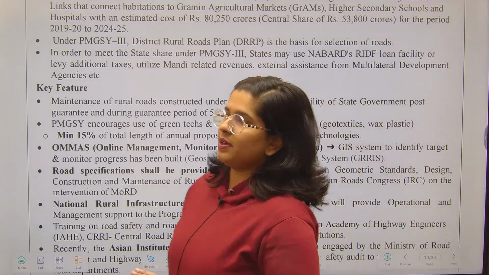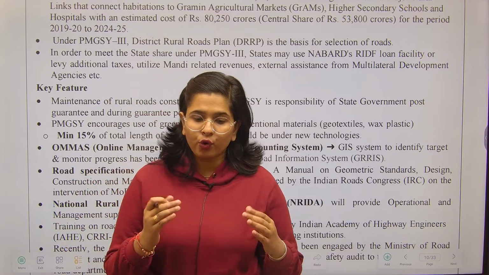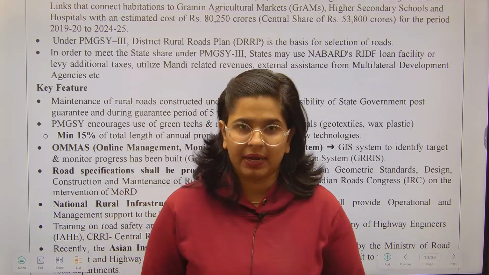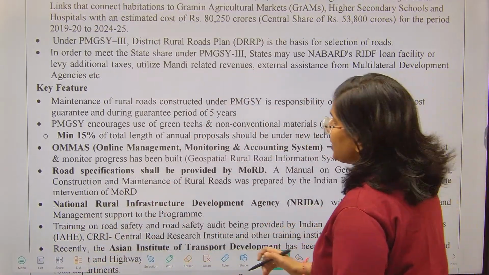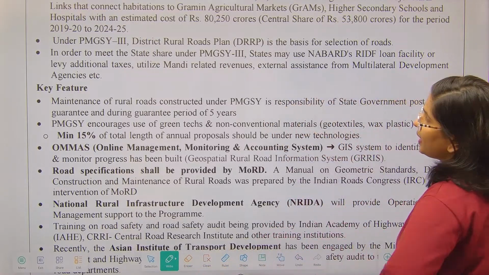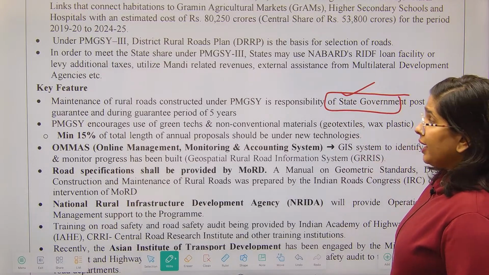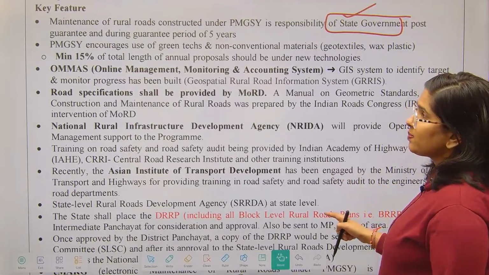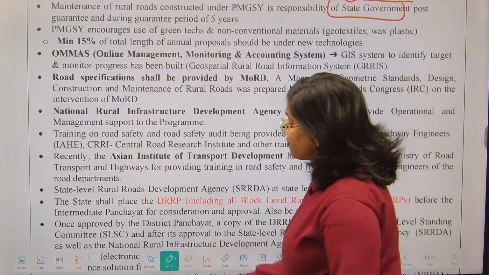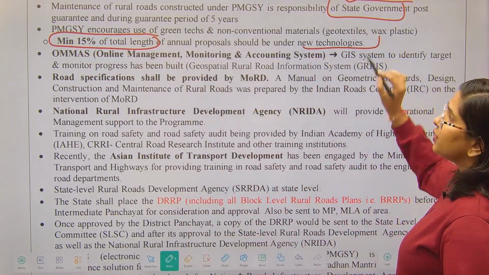So this particular scheme is at the crossroads of 2 things. Number 1, infrastructure, and number 2, rural development. As you all know, roads are the pinnacle of development. ठीक है, वहां से ही सारा development शुरू होता है. So let us see. Key features: maintenance of rural roads constructed under Pradhan Mantri Gramin Sadak Yojana is the responsibility of the state government, right? It encourages use of green technologies and non-conventional materials like geotextiles, waste plastics, etc. It has been mandated that a minimum of 15% of your total length should be under the new technology.